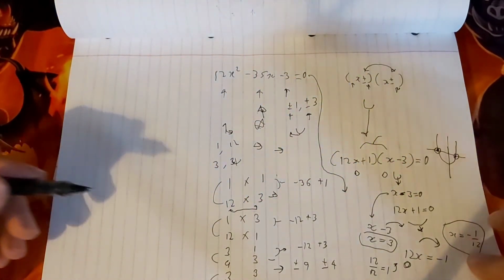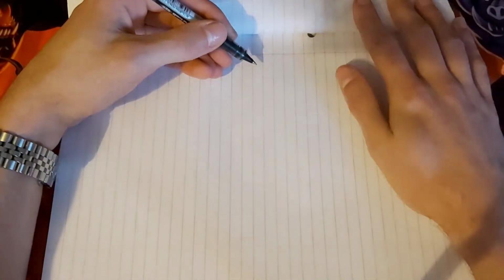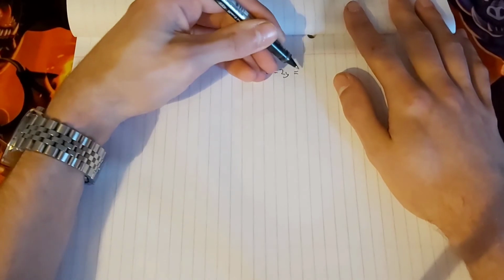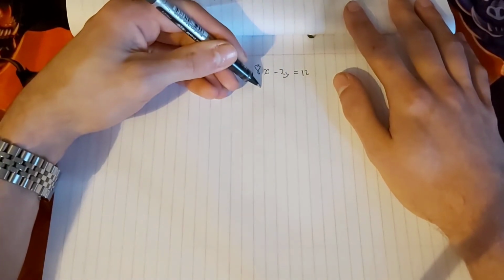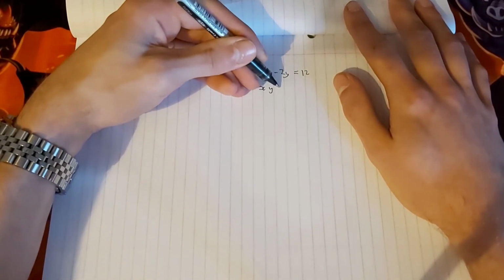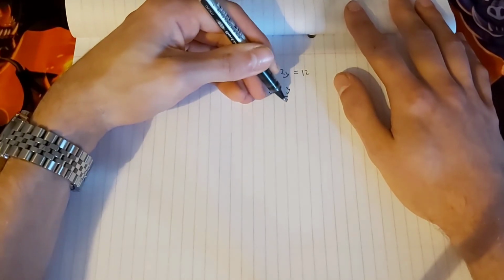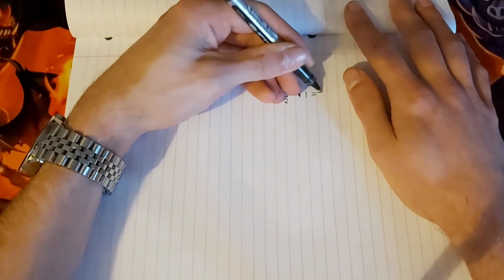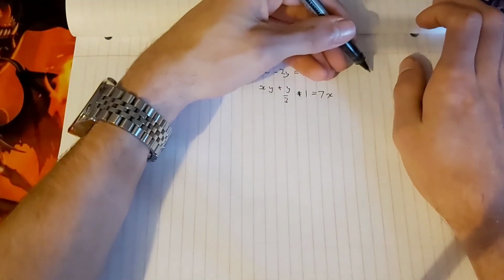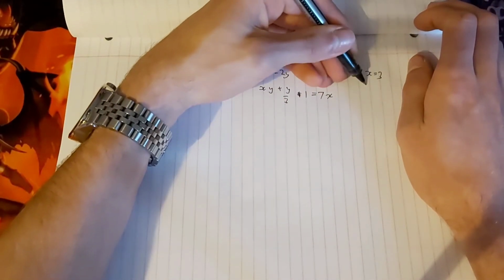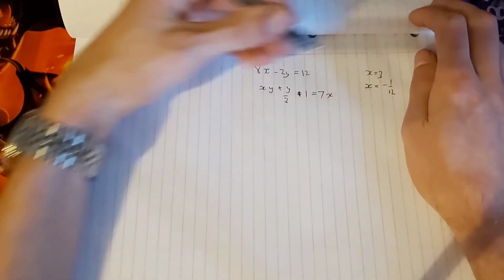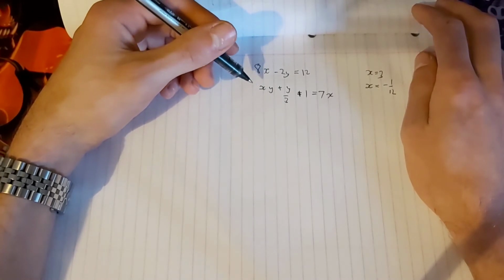So let's go back to our original equation. Oh, one of them anyway. So our original equations were minus 2y equals 12 and xy plus y over 3 plus 1 equals 7x. And we know that x equals 3 and x equals minus 1 over 12. We still want to find out what y is though, don't we?